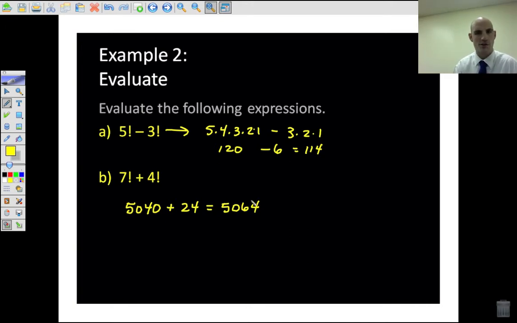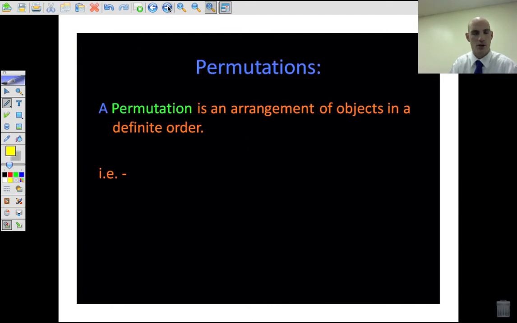There is an easy way to do this in your calculator. I'm going to let you find it. We'll talk about it in class though. Okay? And so that's exactly what we're talking about when we're using these in operations. These are expressions using factorials. It's a pretty simple concept once you wrap your head around it. Okay? Let's look at something a little bit more complex.